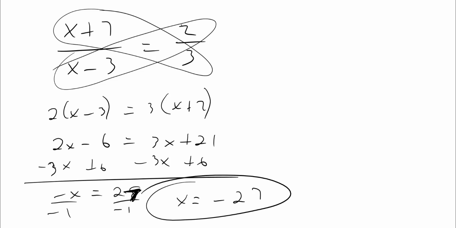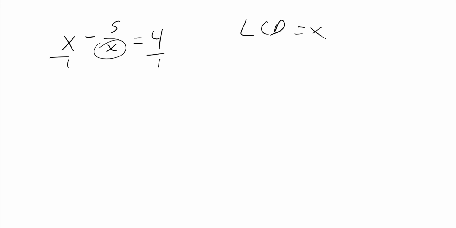Okay, that's not bad. So let's try another one here. This is a pretty good problem. How about this one? x minus 5 over x equals 4. So this might look a little complicated, but really the LCD here, guys, these are all over 1. So the LCD is just x. So you're always looking at the denominator. Don't look at the other numbers, always look at the denominator.